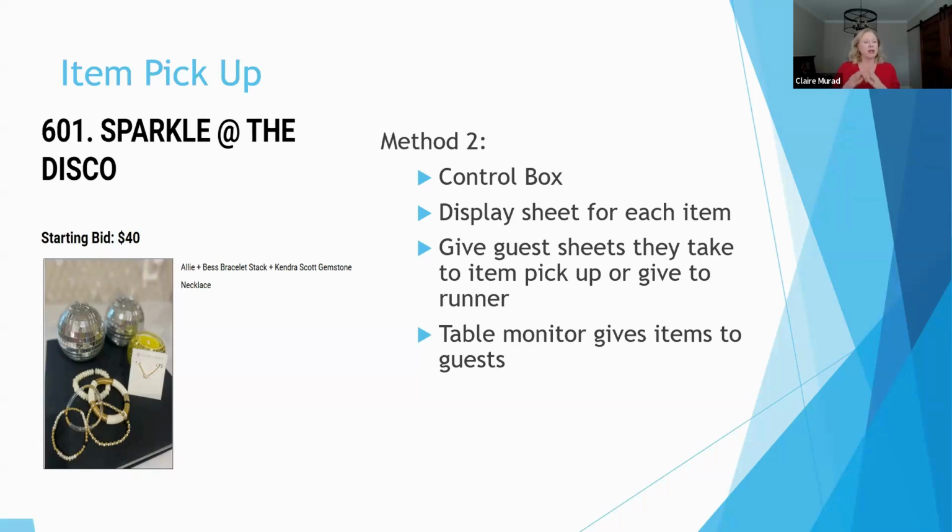The display sheet has a picture of the item on it, and then they can very easily either hand those sheets to a runner, and the runner can go pick up those items, or the guest can go to the silent auction table, and a table monitor can give them their items. I really feel like this is the best way to do item distribution. If you guys have questions about that, I'm more than happy to jump on a call and explain that in more detail to you.